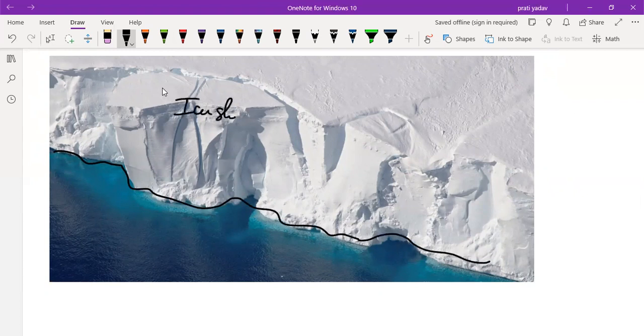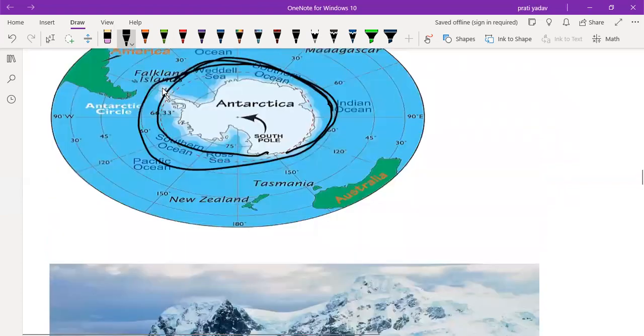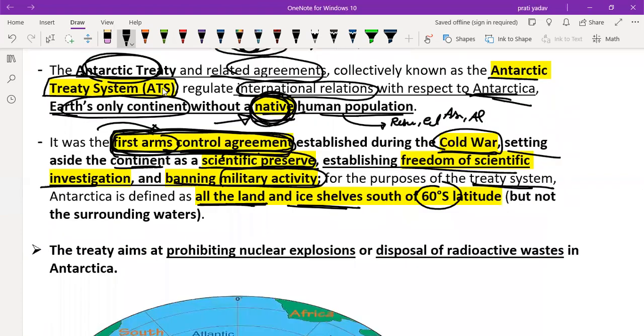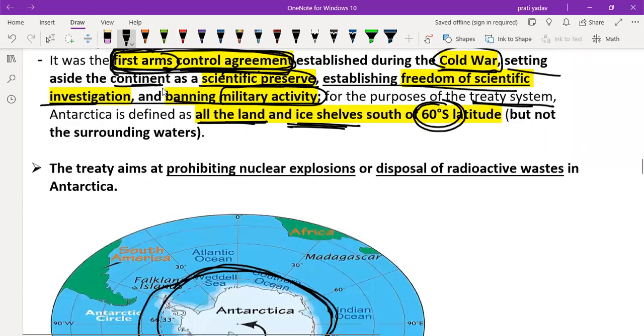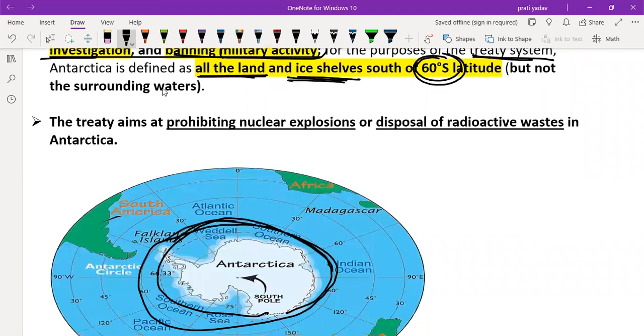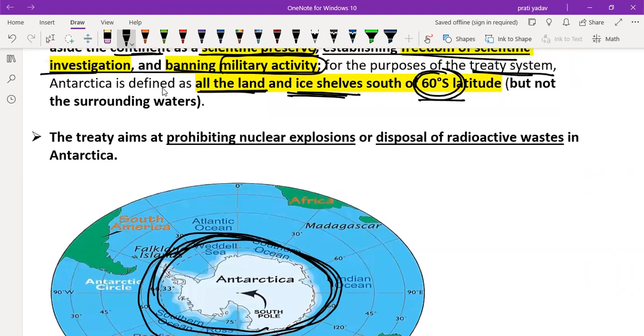So all the land and ice shelves south of 60 degrees south latitude are considered as Antarctica, but not the surrounding water. Remember, land and ice shelves, but not the water.